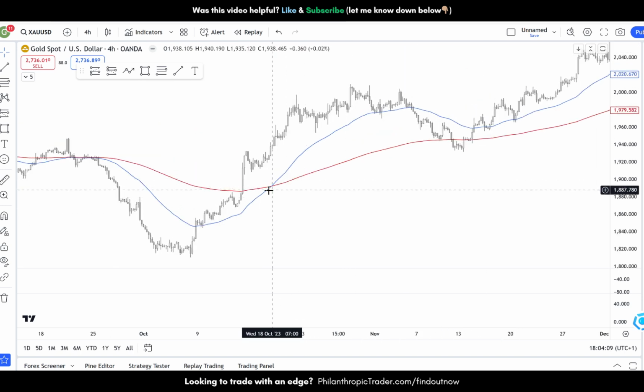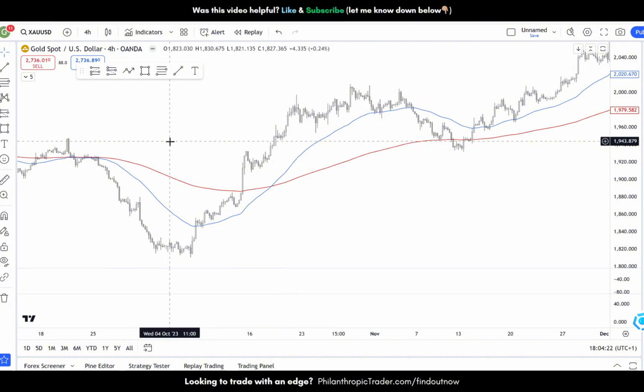And over here we see the cross again to the upside, and from that moment traders are only looking to take buy orders. So the moving average is a quite popular indicator. Many forex traders or stock traders or crypto traders use this indicator.